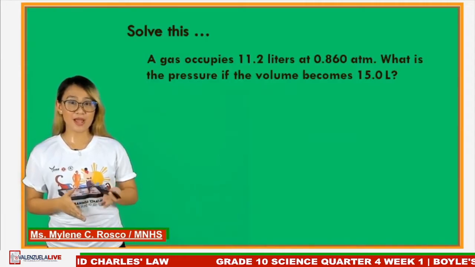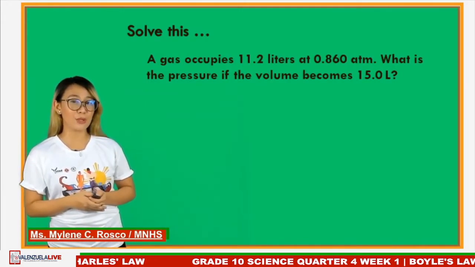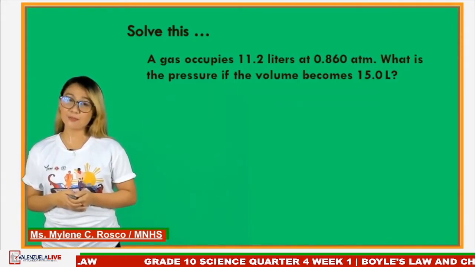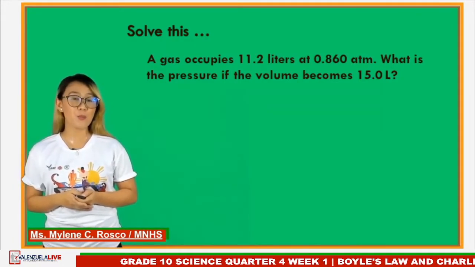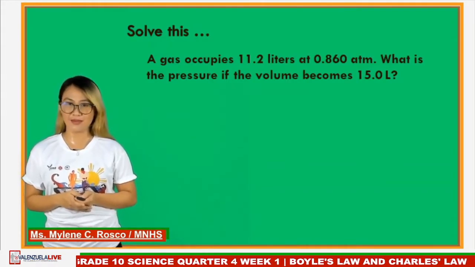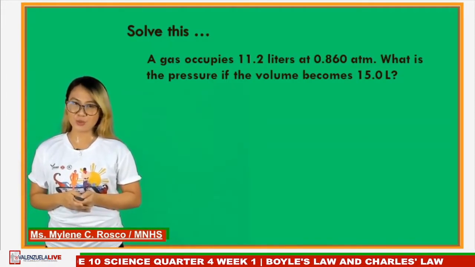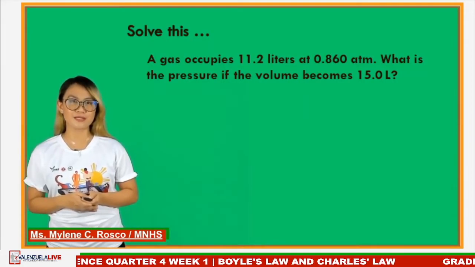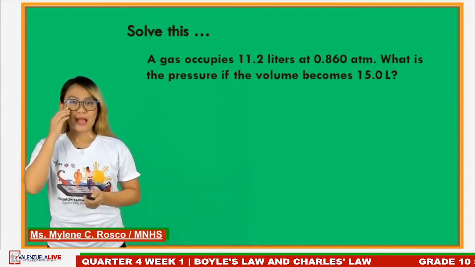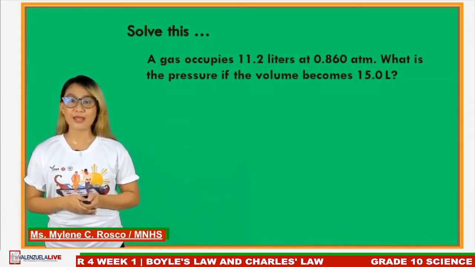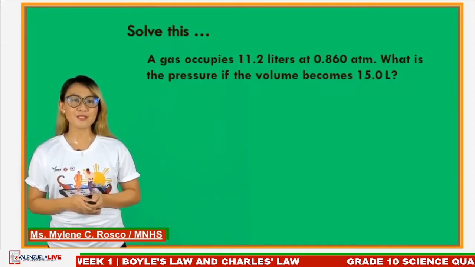Now let us try to solve another problem using Boyle's law equation. A gas occupies 11.2 liters at 0.860 atmosphere. What is the pressure if the volume becomes 15.0 liters? I will be giving you 30 seconds to compute for the correct answer, and your time starts now.